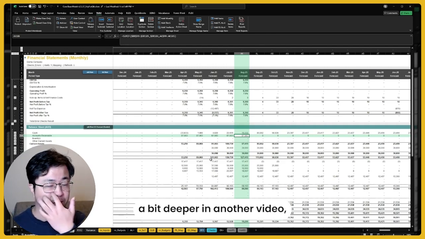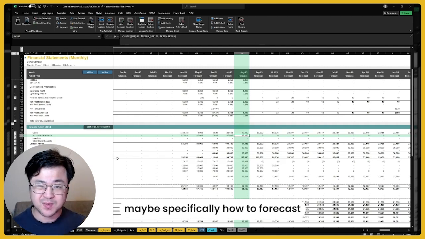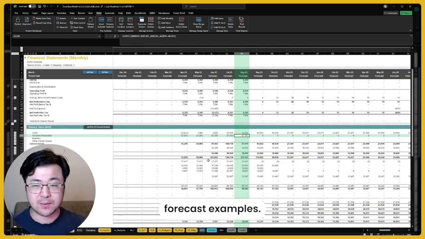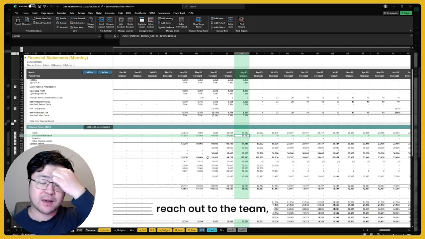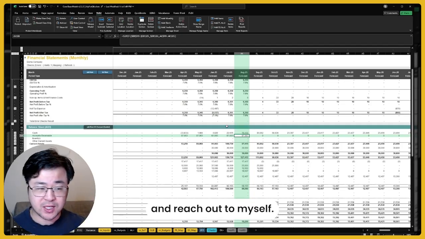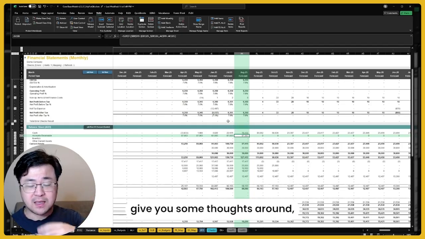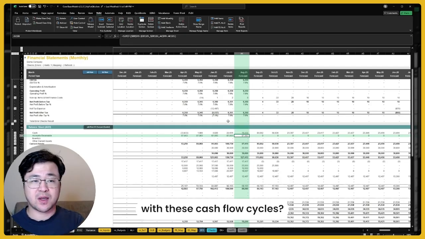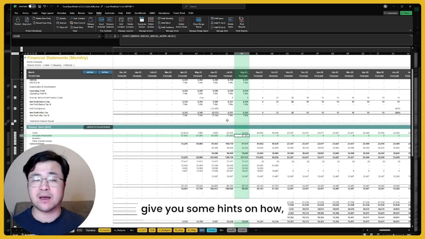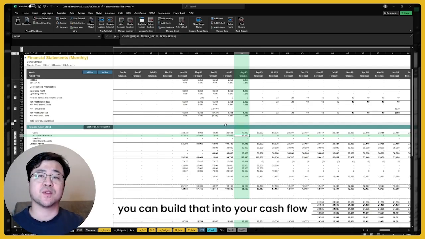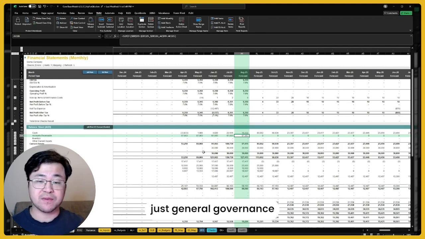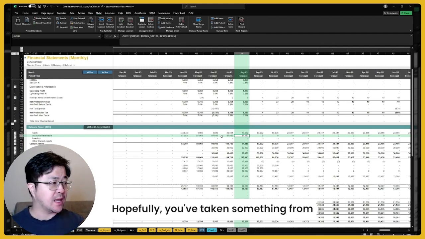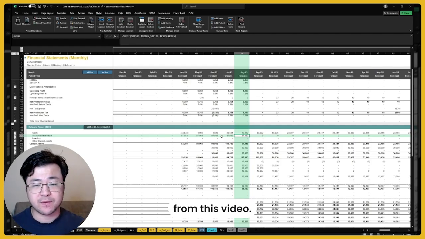We might drill into this a bit deeper in another video, maybe specifically how to forecast this particular example, or forecast examples. But if you have questions, obviously feel free to reach out to the team and reach out to myself. I'm happy to give you some thoughts around, okay, what are the key things to think about with these cash flow cycles? And give you some hints on how you can build that into your cash flow or your general governance and financial control processes.